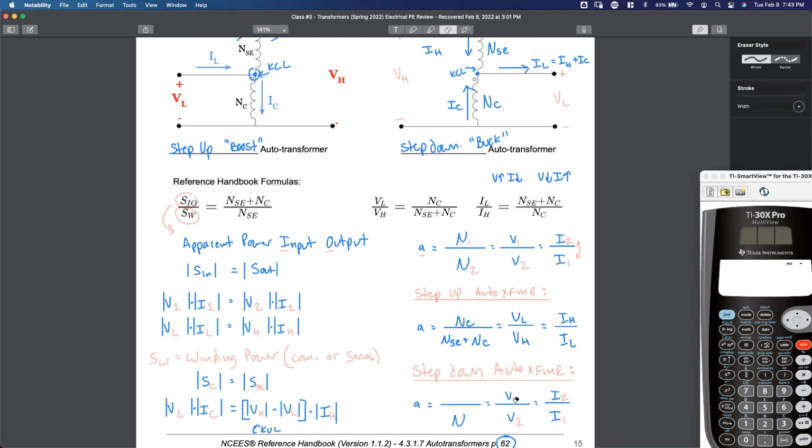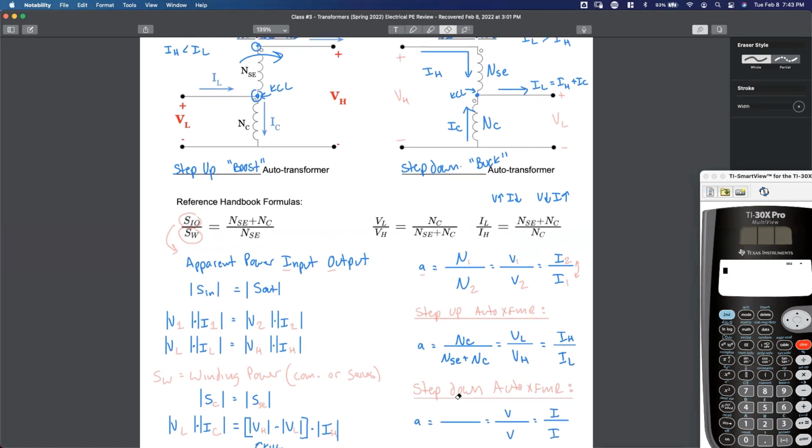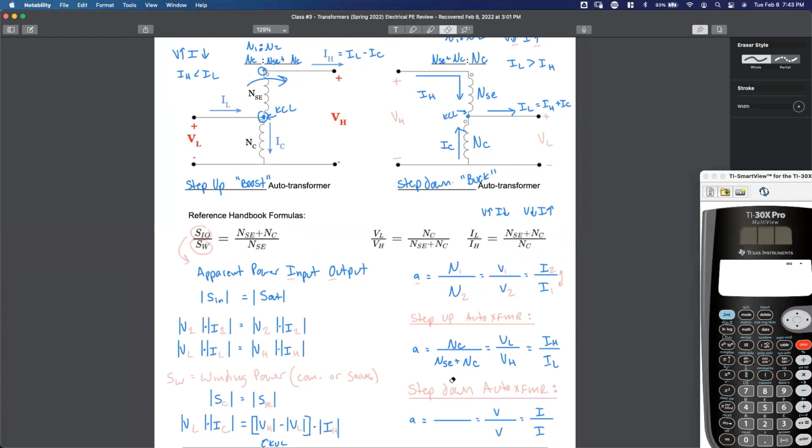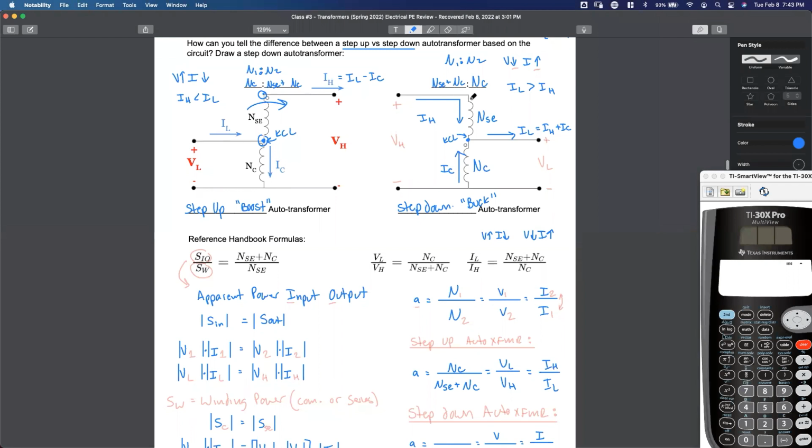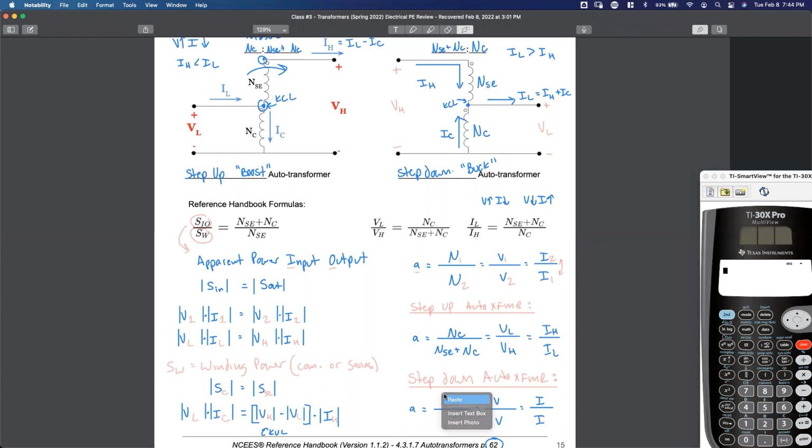What is N1 for a step down? So we're using the diagram on the left. What's N1 this time for a step down? Is it NC like last time? It's the sum, right? If I'm looking at N1 for a step down, I start here. Here's NSE, the series winding turns. Here's NC, the common winding turns. So from here to here is the same as this number of turns plus this number of turns. So N1 is going to be the sum, right? Notice we've traded places compared to before.